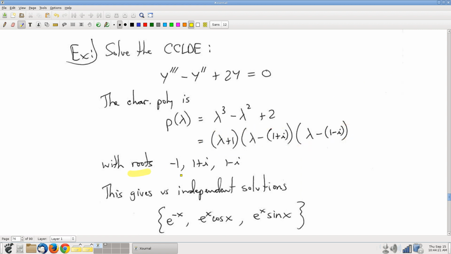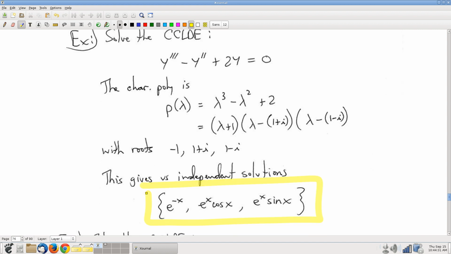Having done that factoring, we see what the roots are. Here are the 3 roots, and following the theorem on the previous page, here then is our fundamental set of solutions. Okay, so specifically note that this root of minus 1 shows up there. This conjugate pair of complex roots, the 1 shared there, shows up there and there, and the 1 that's being multiplied by i and minus i shows up there and there. Okay.